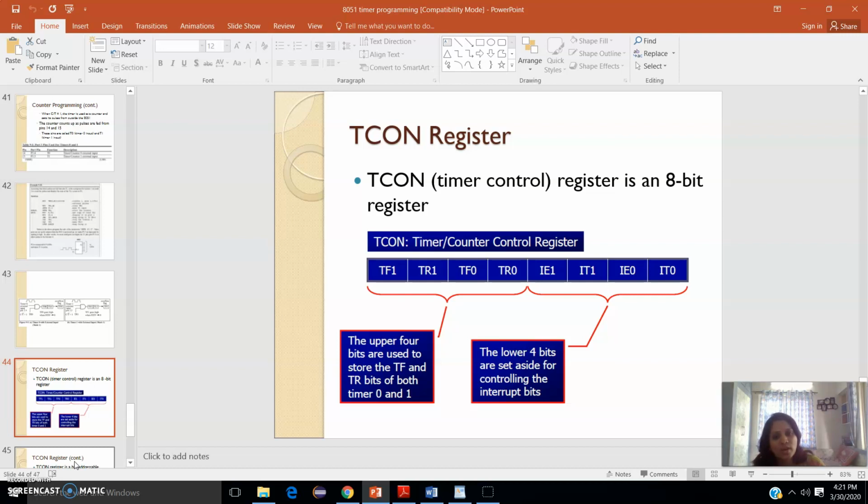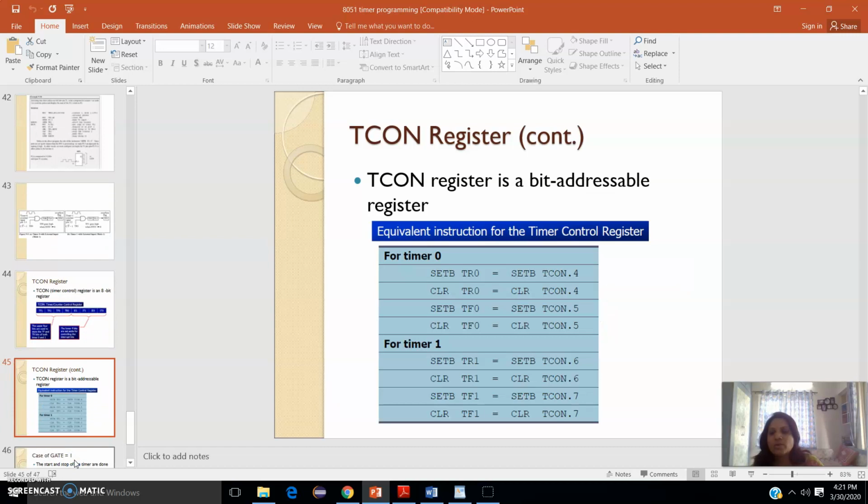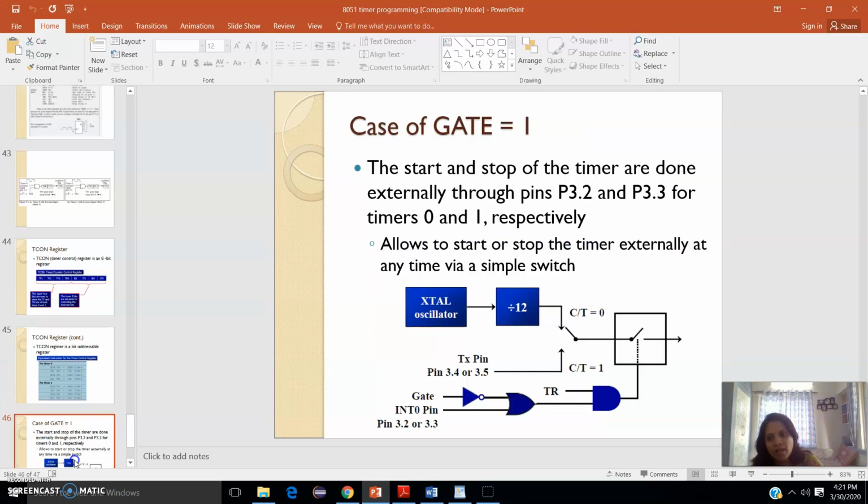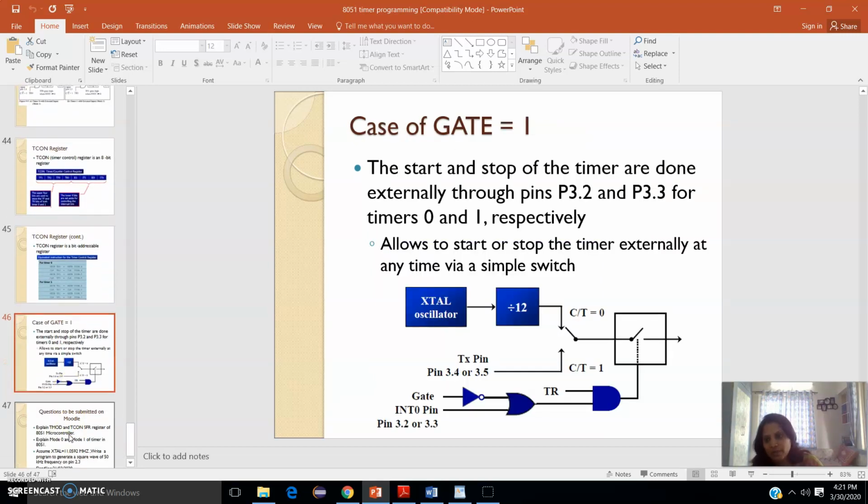The remaining 4 bits are for interrupts. All the lower 4 bits are set aside for controlling the interrupt bits. We will consider those bits when we consider interrupt programming. So the lower 4 bits are there for interrupt programming, and the upper 4 bits are there for timer programming. That is called the TCON register. The TCON register is a bit addressable register. We already set some bits of the TCON register: the SETB instruction is there to set a value, and the CLR instruction is there to clear a value.